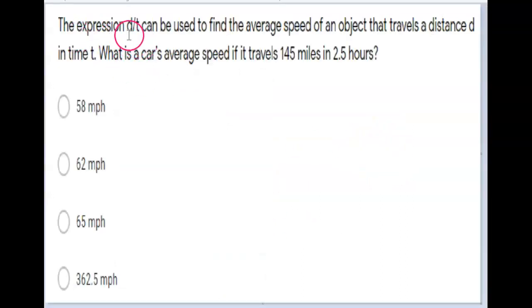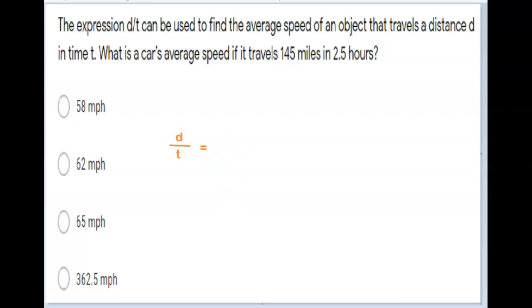All right, the expression d divided by t. So when you have a slash like that, that means divided by. So d divided by t can be used to find the average speed of an object that travels a distance, or d, in time, t. So what is the car's average speed if it travels 145 miles in 2.5 hours? So it told us already that d divided by t, right? So d over t is going to give us our average speed, which is what we're looking for. It's going to give us our answer.